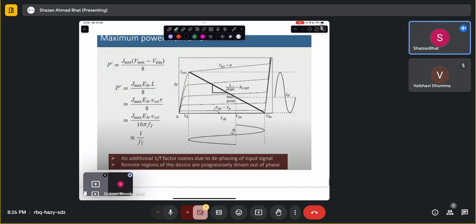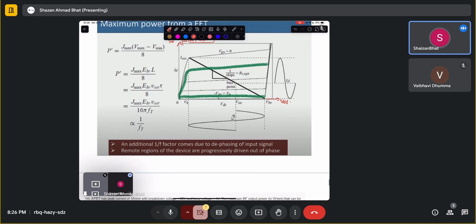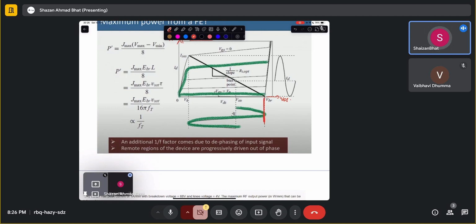So this is basically the output characteristics of a device. This is ID versus VDS, and you have it increasing and then saturating. What this particular thing is showing is that your drain to source voltage should not go beyond this value, otherwise it will create a breakdown. And it should not be below this value, otherwise it will be in the linear region. You want it to be in this region, which is the saturation region.